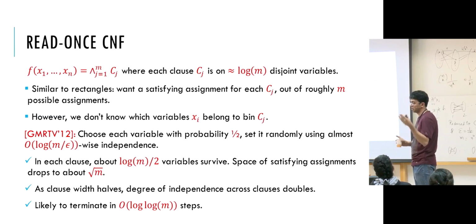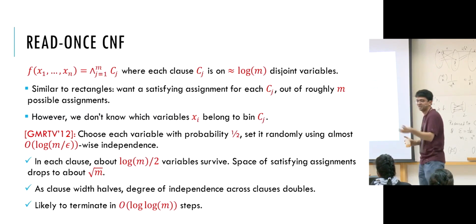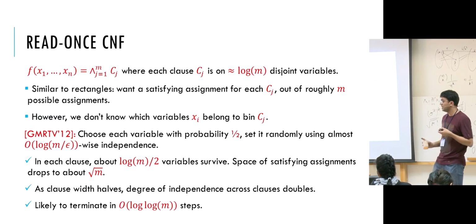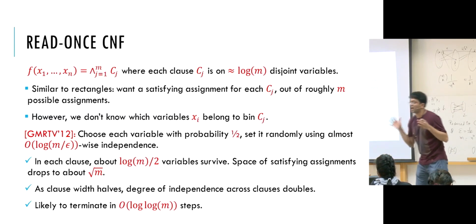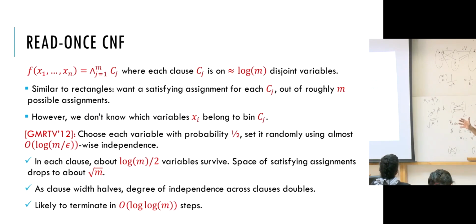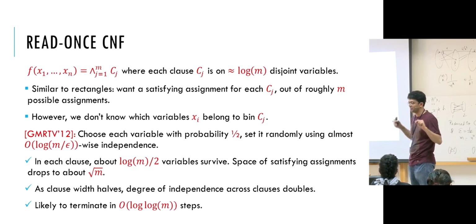If it's a disjunction on log m variables, that means there are m possible assignments, all but one of them is good. And you just want the cross product of this set, right? So it's very much like a combinatorial rectangle. The only difference is that I don't know the boundaries. So imagine that there's some CNF. I tell you the width is at most log m. I don't quite know what the bins are.